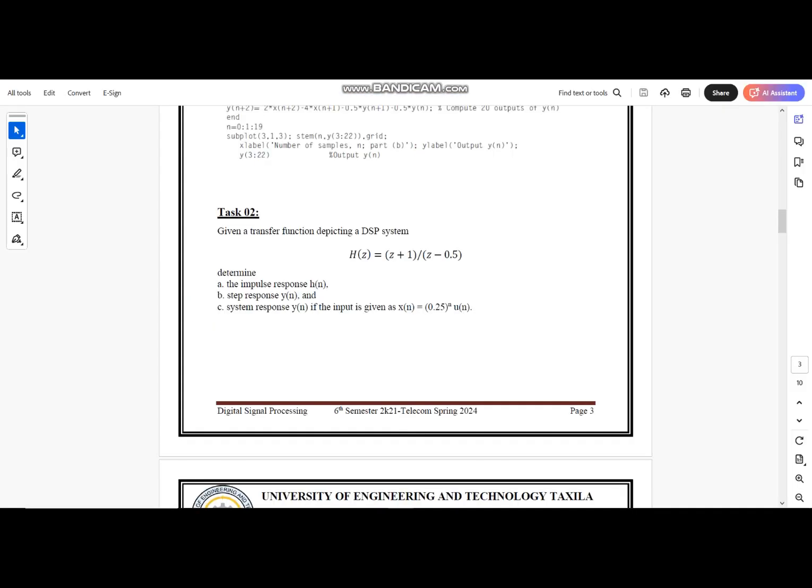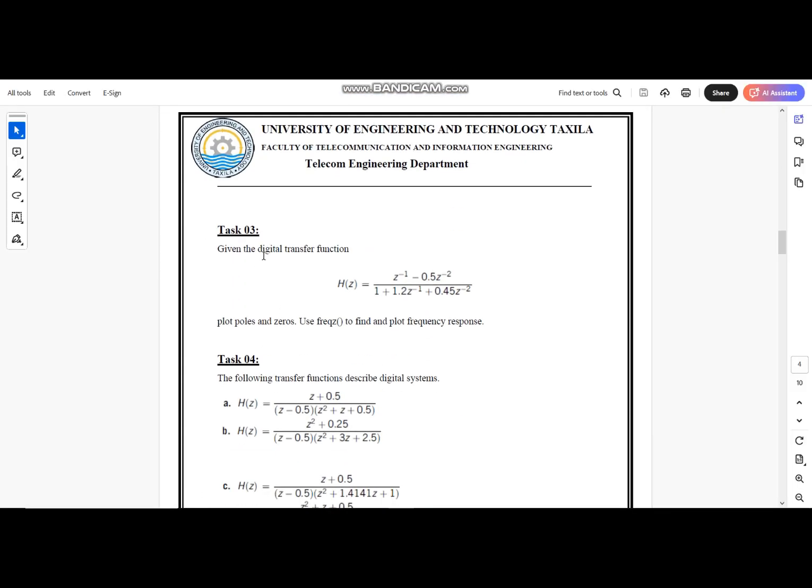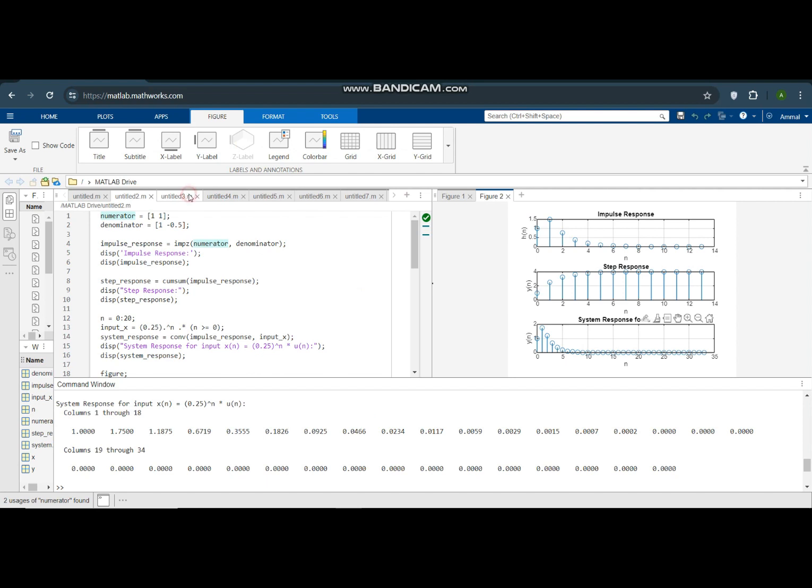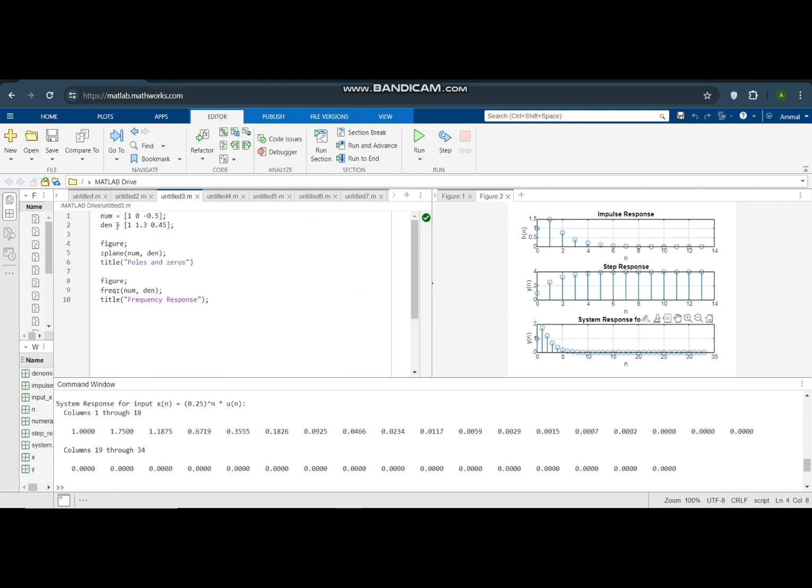Now the next task is: given the digital transfer function, plot poles and zeros, and use freqz to find and plot the frequency response. The MATLAB code is defined with numerator and denominator coefficients, the zplane function for the pole-zero plot, and the freqz function for the frequency response plot. Let us run the code to observe the output.